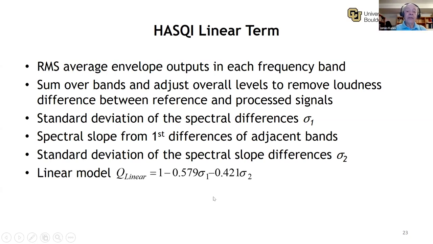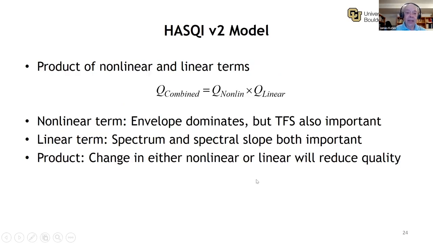I can then look at the differences between those two signals and compute the standard deviation. I then take the first difference across the spectra, so band K minus band K minus 1, and do that for the reference and for the process signals, take the standard deviation of those differences, and our model of linear effects, the linear changes in the signal, is 1 minus a weighted combination of those two standard deviations. The entire model is then the product of the two.